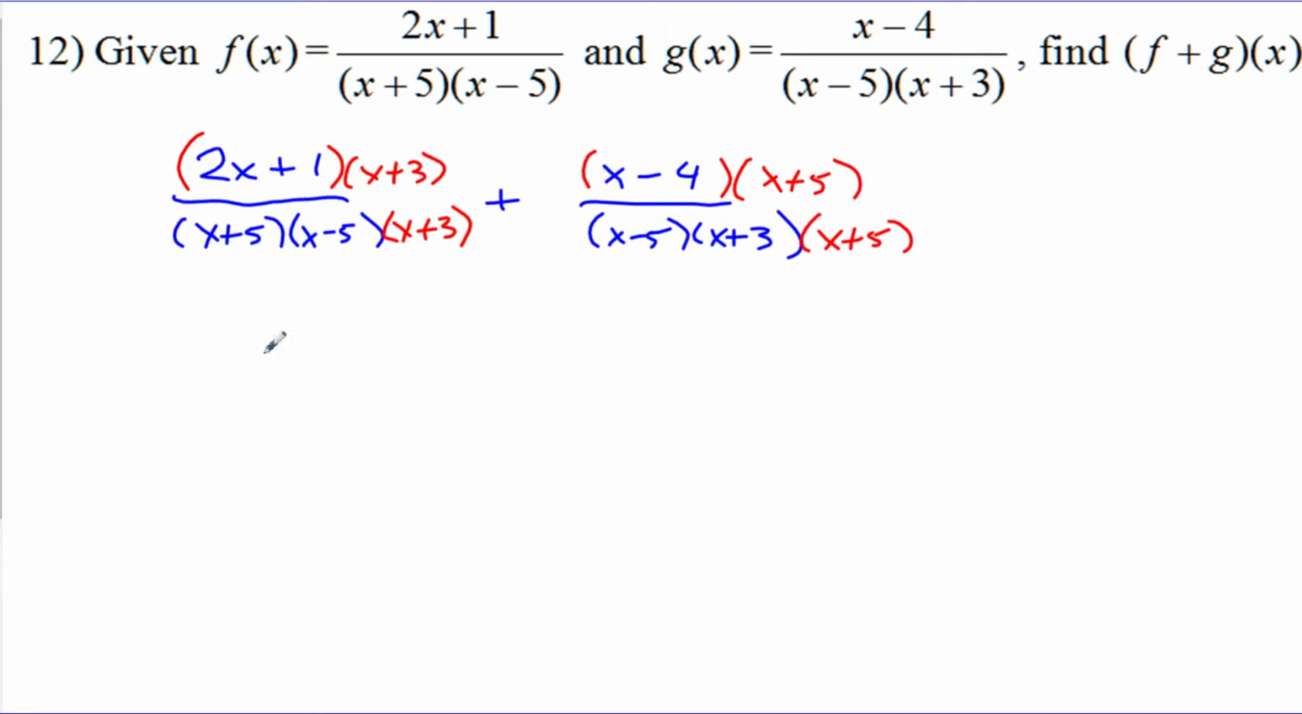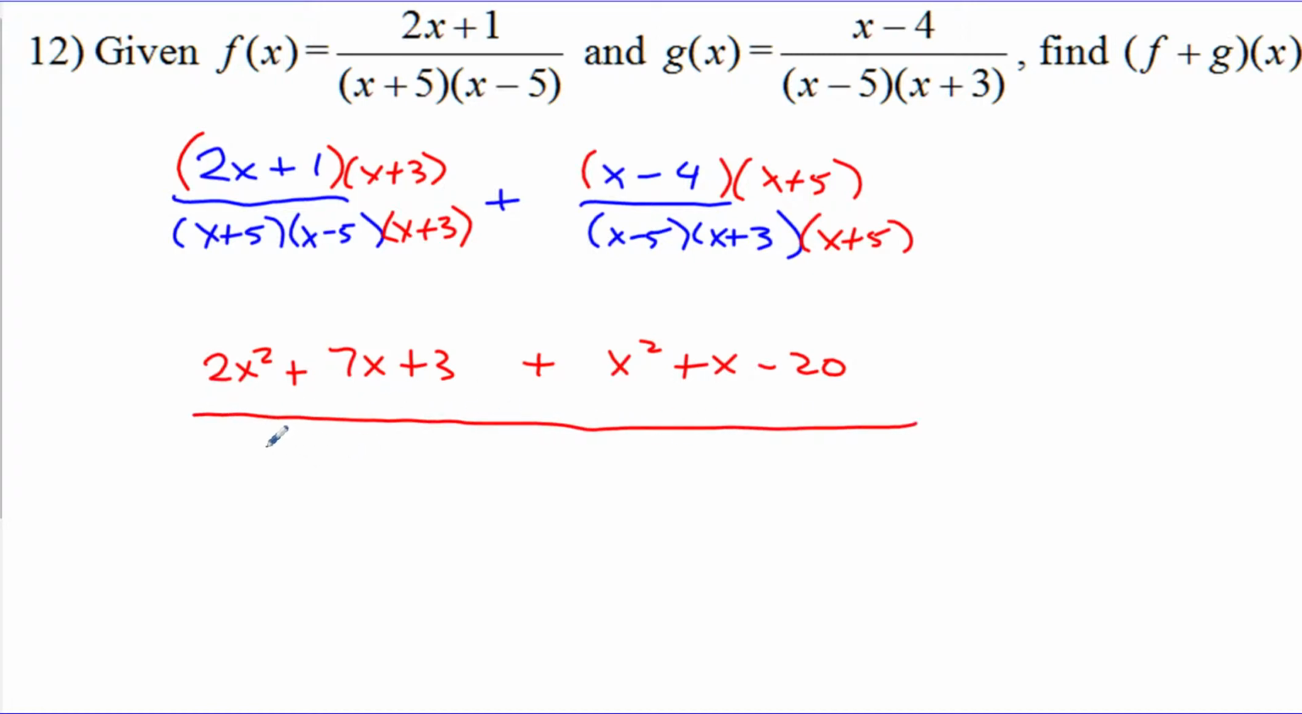If I FOIL out and multiply out the top one, it's going to be 2x squared plus, I get 6x and another 1x, that's 7x plus 3, right? And in the other fraction, I get x squared plus 1x, okay, minus 20. And this is all over that common denominator. And I'm just going to put them into one big fraction to save myself having to write out this denominator twice. Right, so this is going to be x minus 5 and x plus 3. All 3 of these are a part of my common denominator.